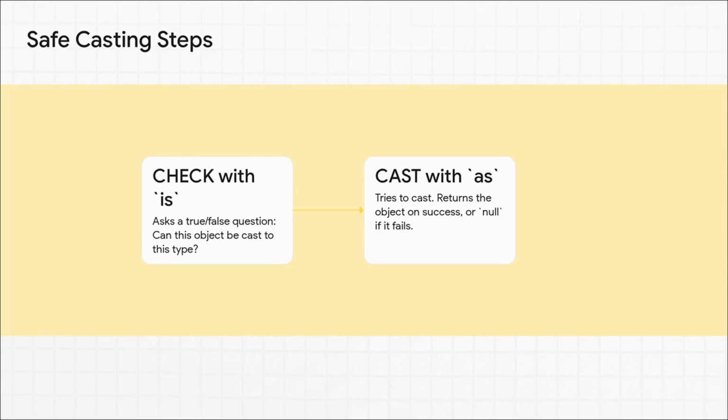But what's often even more useful is the as keyword. As tries to perform the conversion. If it succeeds, awesome, you get your converted object. But if it fails, no crash. Instead, it just gracefully gives you back null. And null is something we can easily and safely check for in our code.